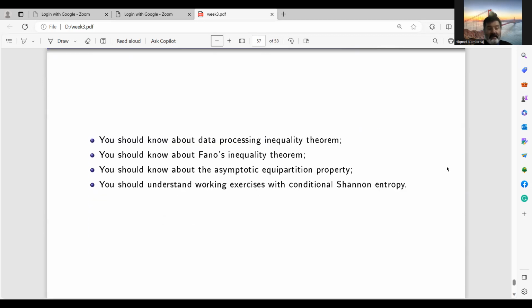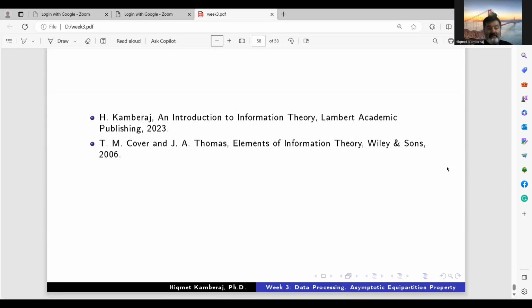As a summary, you should know about the data processing inequality theorem. You should know about the Fano inequality theorem. You should know about the asymptotic equipartition property. You should understand working with exercises with conditional Shannon entropy. As a reference, please look at this literature, An Introduction to Information Theory from Lambert Academic Publishing, and Elements of Information Theory from Cover and Thomas, published by Wiley & Sons in 2006.